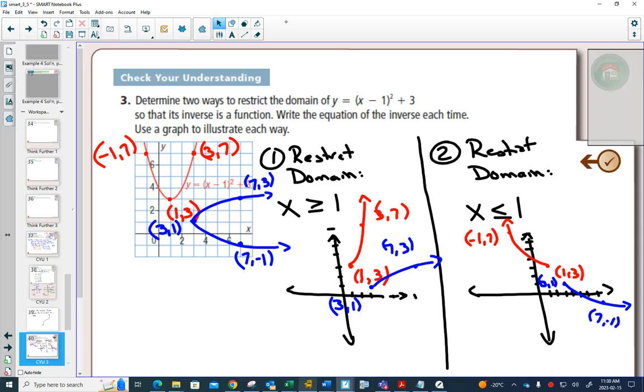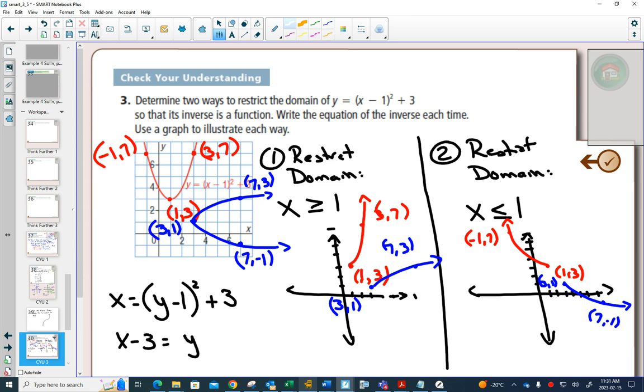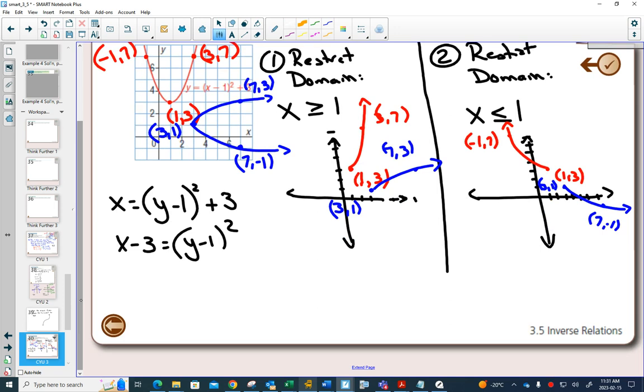Algebraically, how do we find an equation? We switch x and y and solve for y. So if I switch the x and the y coordinates, I would start with this. Now I'm going to get the squared part by itself by subtracting 3 on both sides, and then I can square root both sides. Finally, if I want to get the y by itself, I'd have to add 1 to both sides.